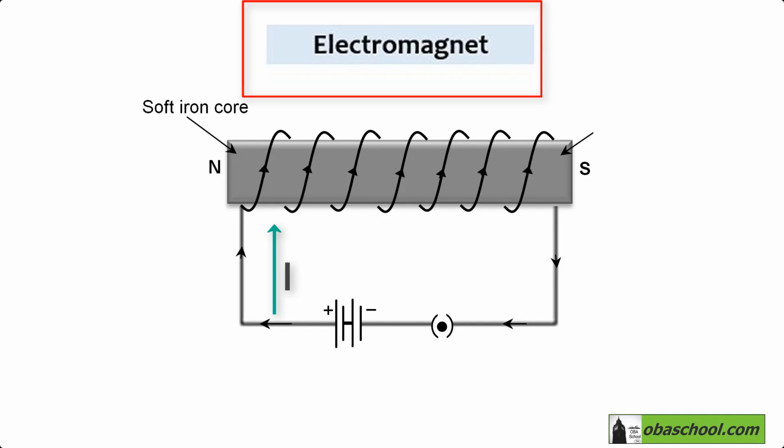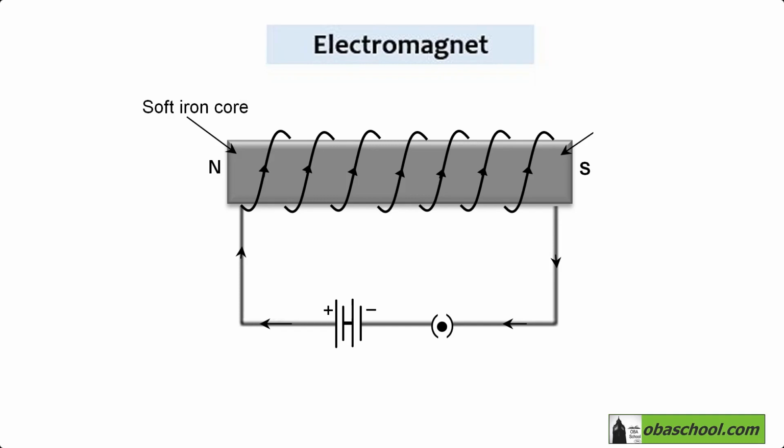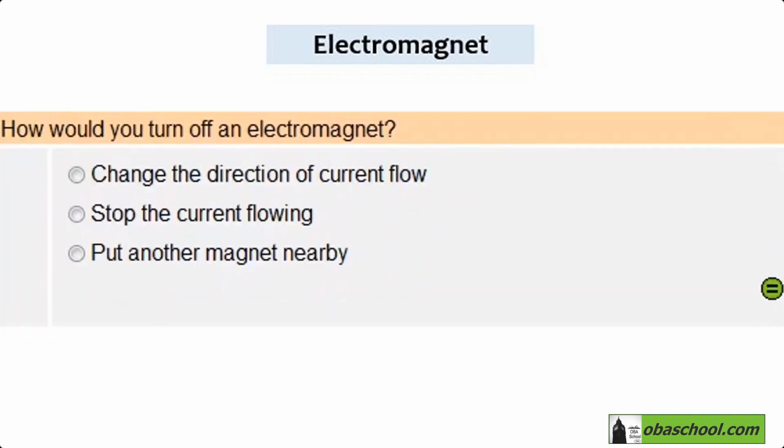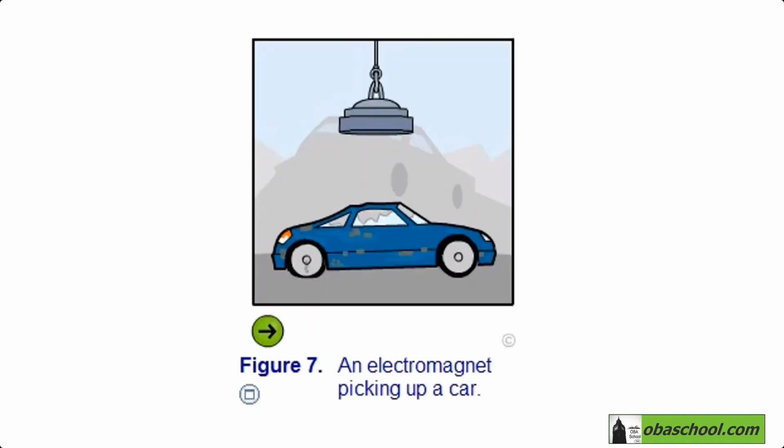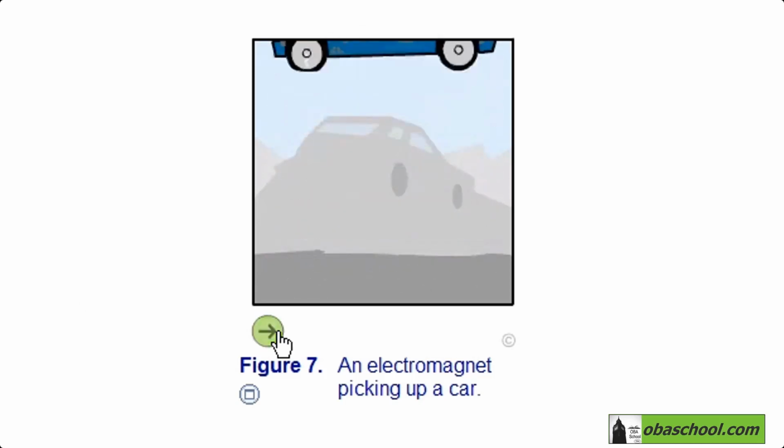It can be turned on or off. But how do you think you can turn off an electromagnet? Since it depends on electricity, then stopping the current flowing will turn off the electromagnet. Now here's an example of an electromagnet picking up a car. When turning it on, then off.